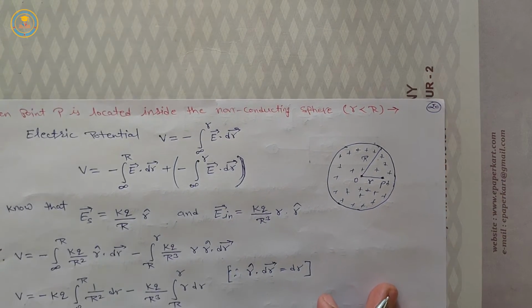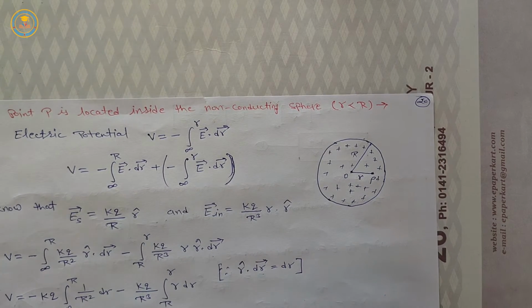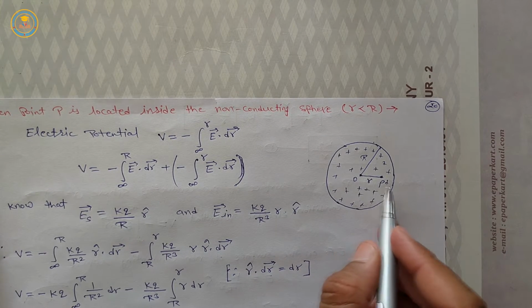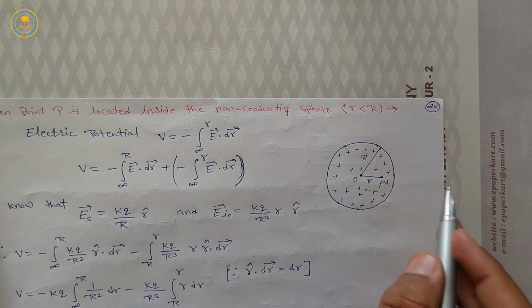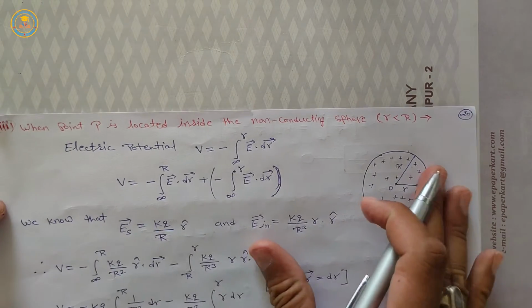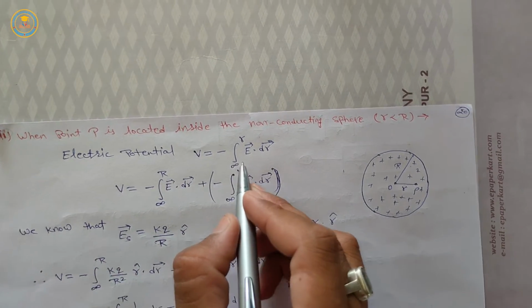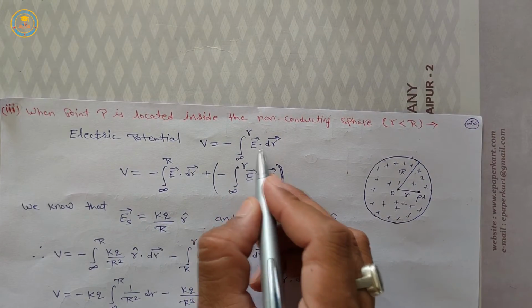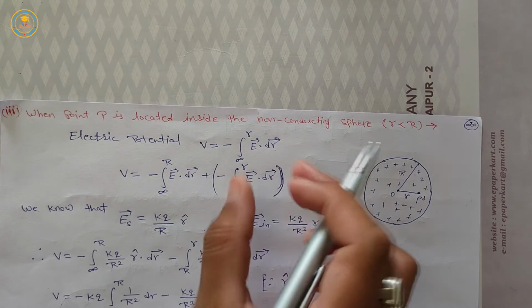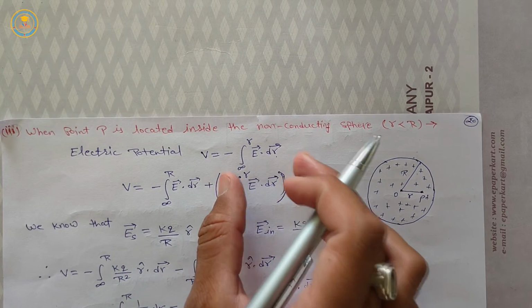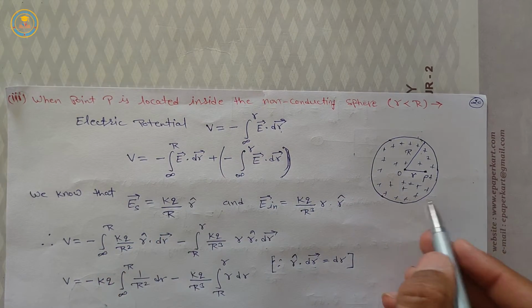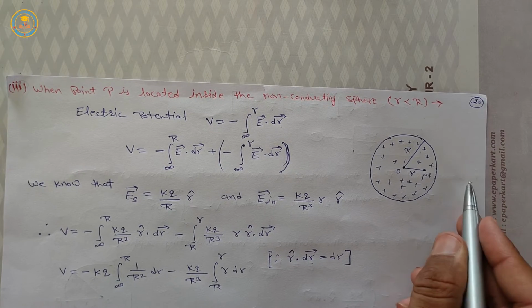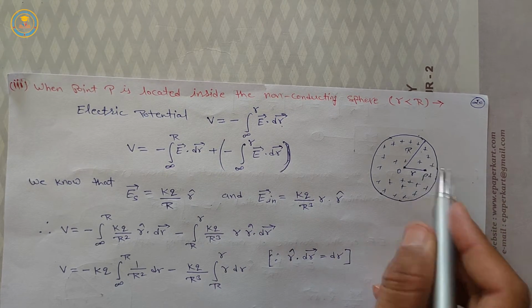Okay, in this case, the electric field intensity at an inner point is different from the electric field intensity at an outer point. So electric potential V is equal to minus the integral from infinity to r of E vector dot dr vector. This equation can be decomposed into two terms: one for outer points, and one for inner points.